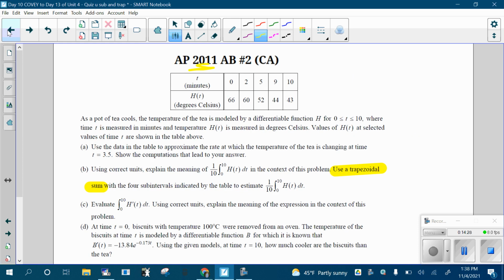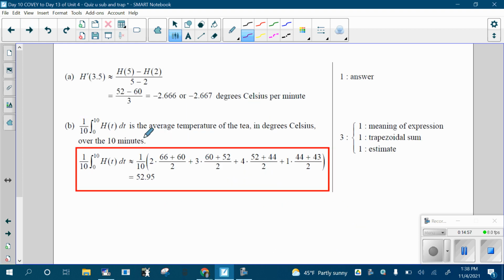Part B is a little tricky, but it's the one that brought in the trapezoid. It said, using correct units, explain the meaning of this in the context of the problem. I hope you looked at this and went, oh, that's the average value of the function. What's it the average value of? It's the average value of the heat, so it's the average temperature of the teapot over the 10 minutes. Okay, so that's the interpretation.